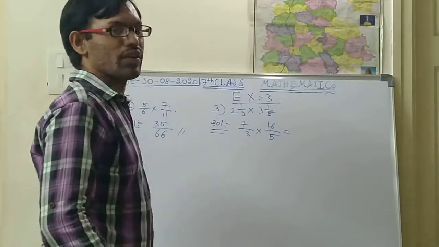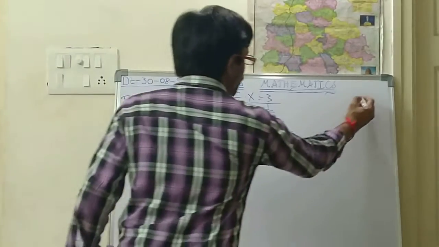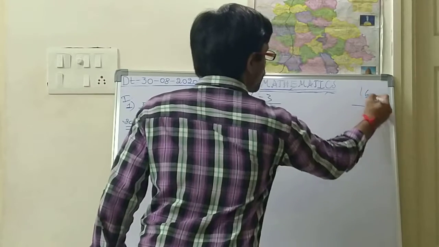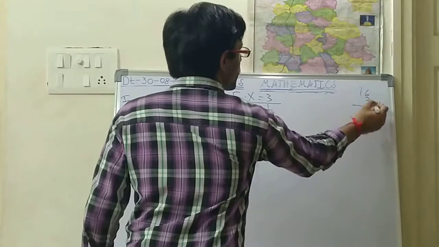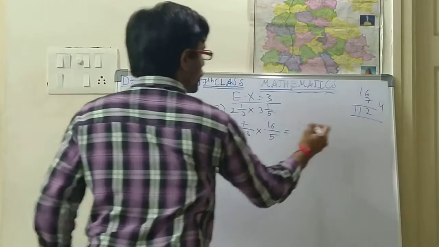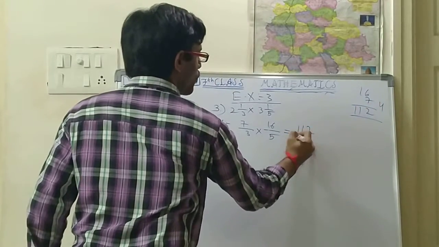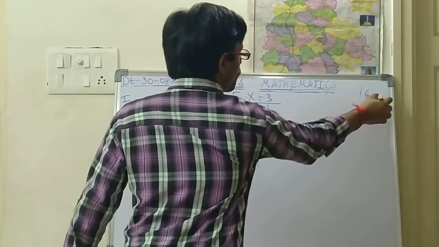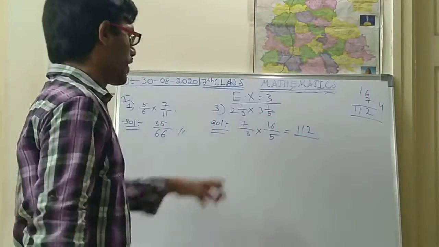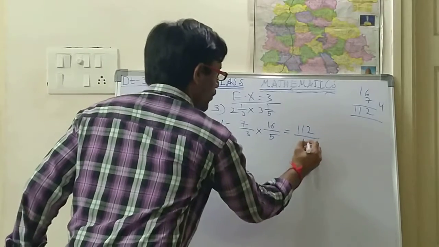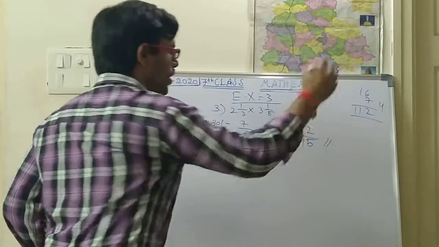So 16 into 7. If you know the 16 table you can easily find out. What is 16 sevens? 7 sixes are 42. 7 ones are 7, 8, 9, 10, 11. So 16 sevens is 112. 6 sevens are 42, 2, 4. 7 ones are 7, 8, 9, 10, 11. Okay, 112. Next 3 into 5 is 15. Like this you should do the answer.